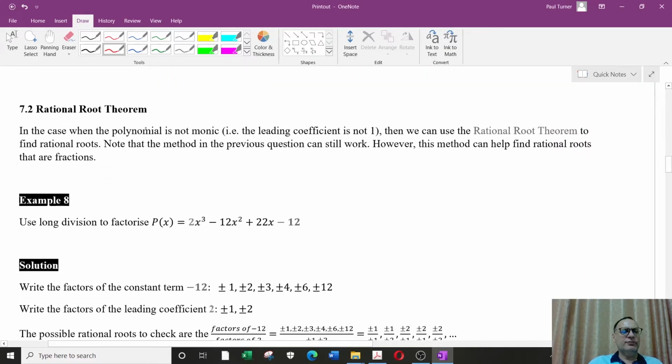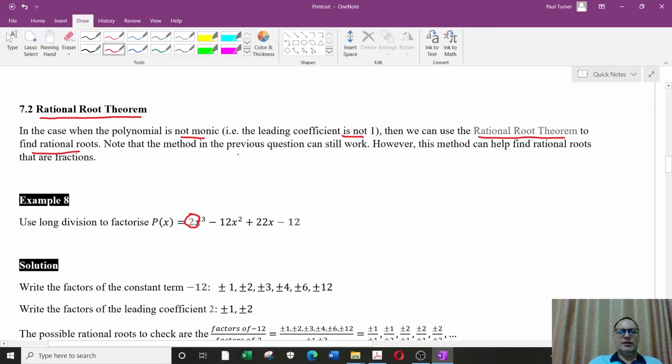Now, the rational root theorem, you may not need to use this. It just depends on the question. When the polynomial is not monic, so for example, in this case here, we have a 2. So this is not a monic polynomial. The leading coefficient is not 1. Then we can use the rational root theorem to find rational roots.